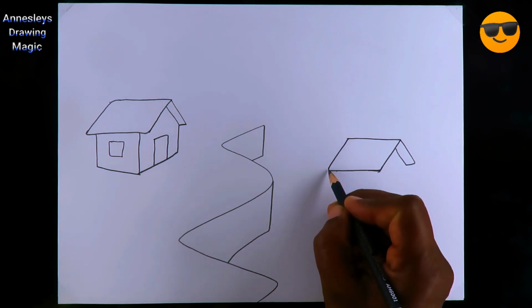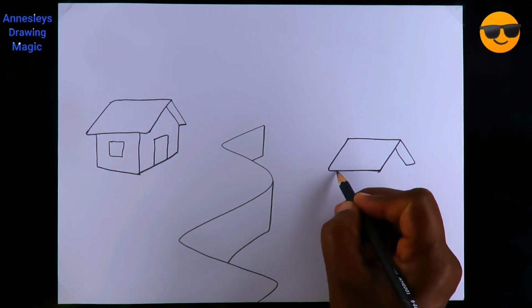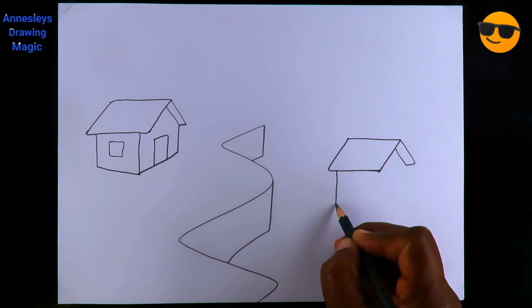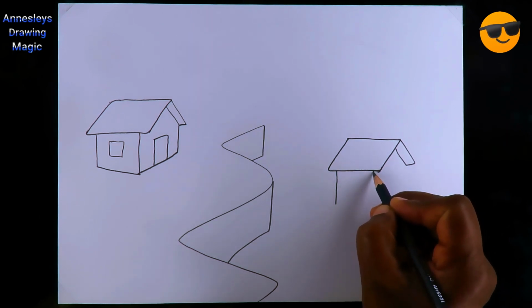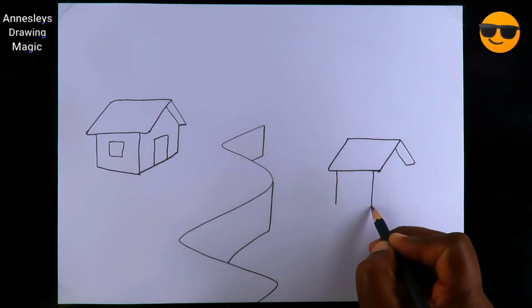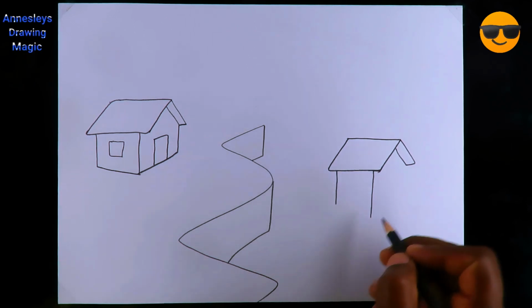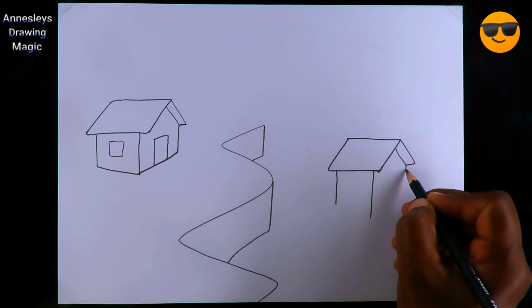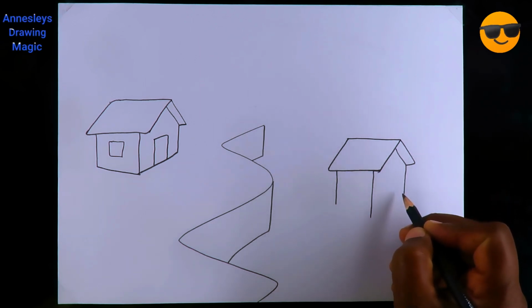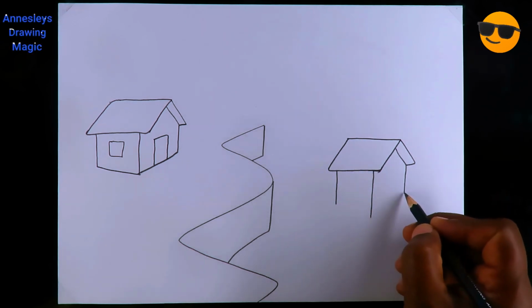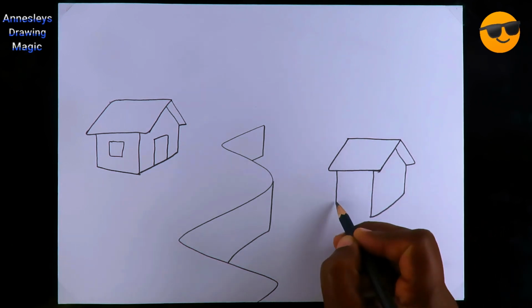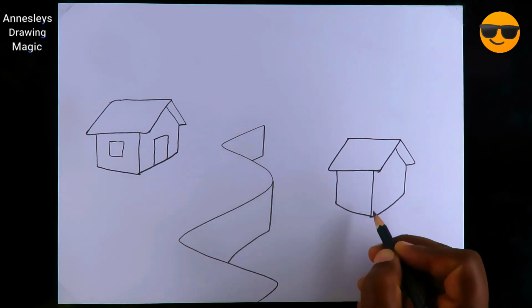Now from here, one straight down, another one down, a little longer than this, and another one shorter than these two. Now join all these lines, right.